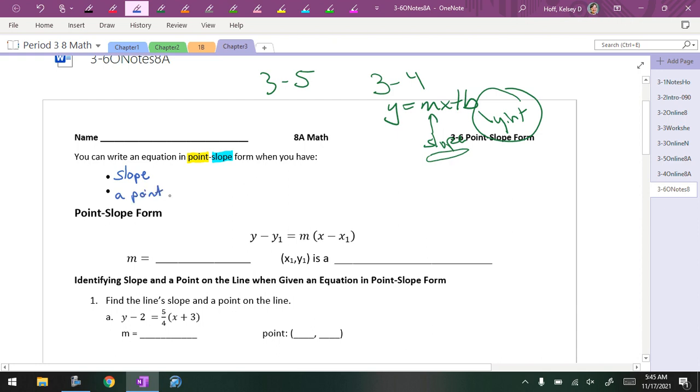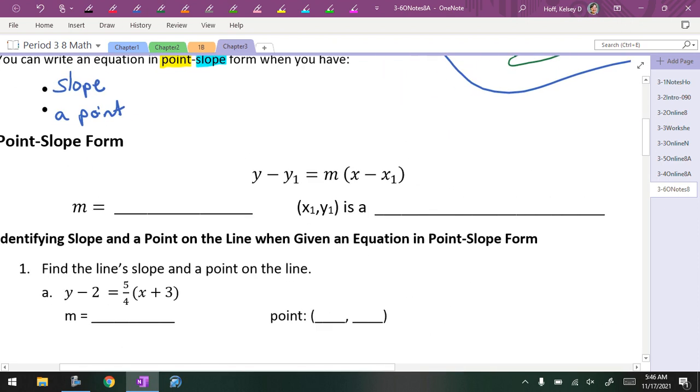Okay, when they give us the slope and a point, we can put it in point slope form. It's easier to use because every single point works, whereas slope intercept, the only point that works is the y-intercept, and it's really specific. So not that y equals mx plus b is bad, it's just not always the easiest. Okay, so point slope form looks a little more complex, but it's actually the easiest.